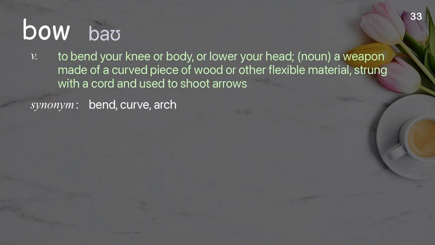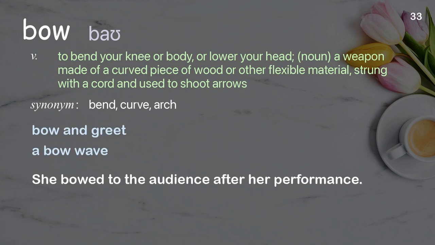Bow. To bend your knee or body, or lower your head. Noun: a weapon made of a curved piece of wood or other flexible material, strung with a cord and used to shoot arrows. Examples. Bow and greet. A bow wave. She bowed to the audience after her performance.